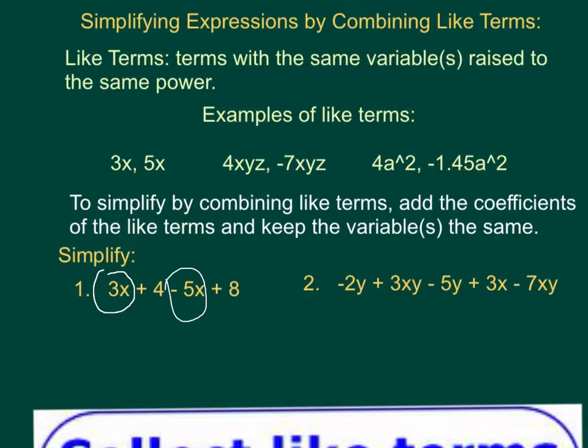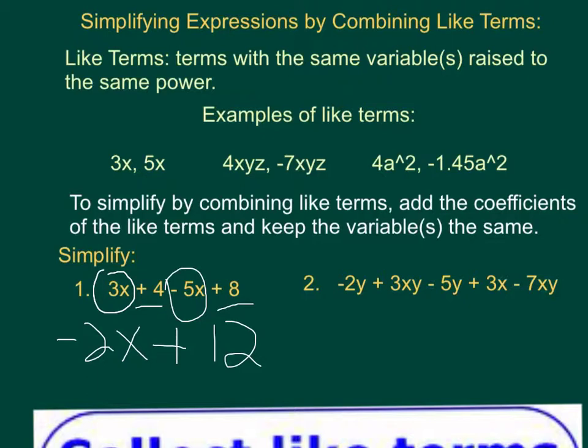Now since I have no more x's, I'm going to go ahead and underline my other like terms. In this case, they are the constants, positive 4 and positive 8. Now I'm going to go ahead and add the coefficients of my like terms. 3 plus negative 5 is negative 2. Therefore, 3x plus negative 5x is negative 2x. Now I'm going to combine my 4 and 8 and I get 12. Therefore, the expression 3x plus 4 minus 5x plus 8 simplifies to negative 2x plus 12.